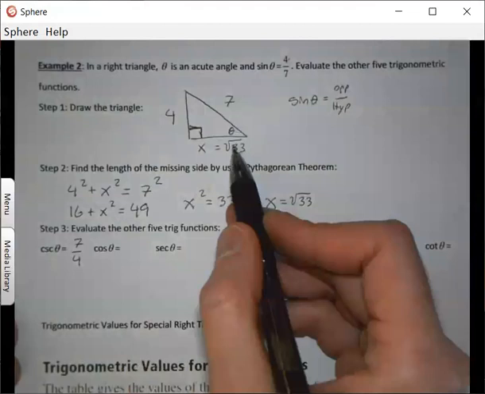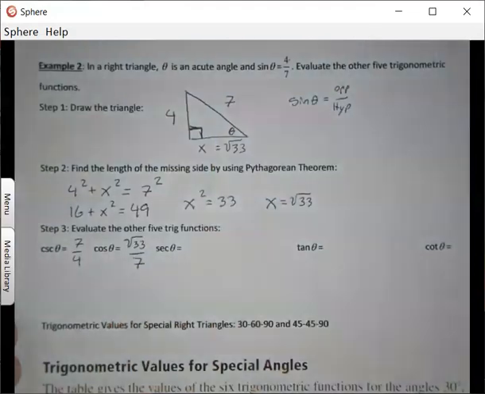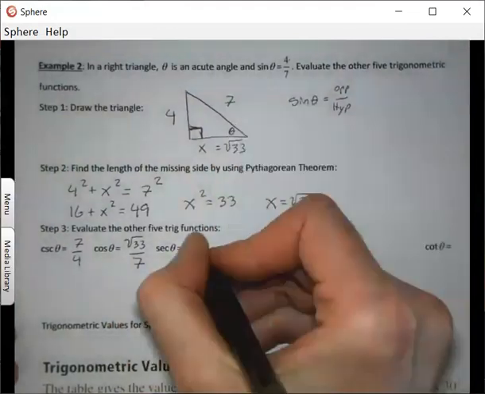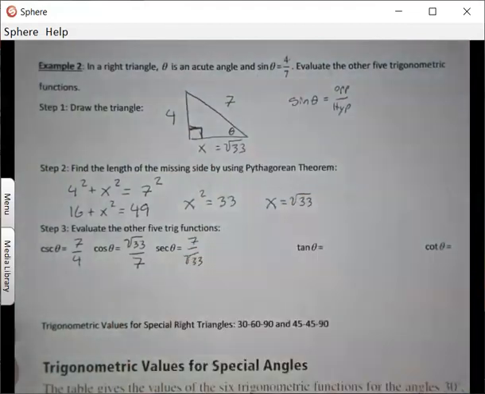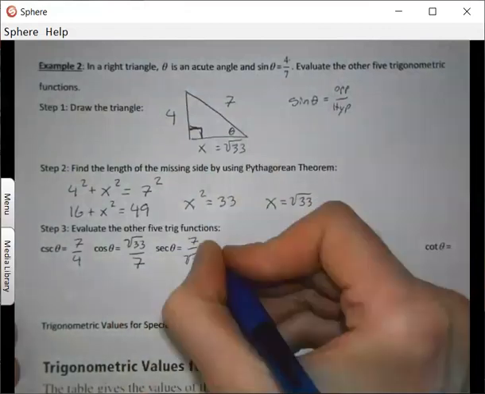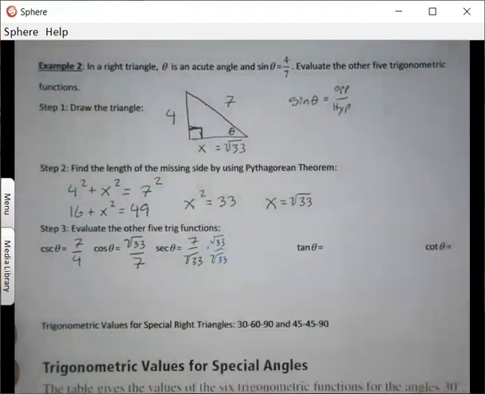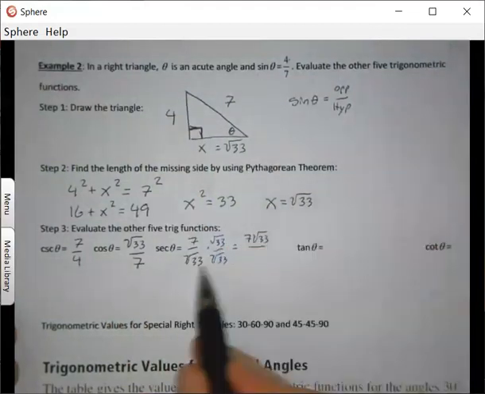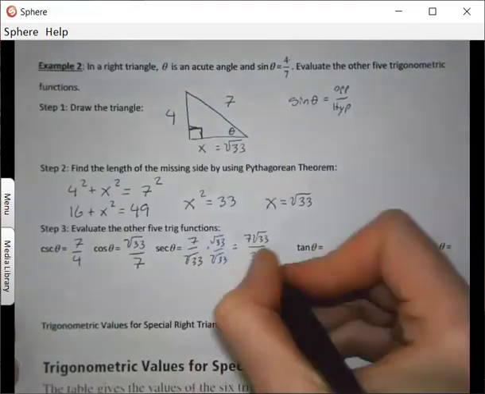So adjacent over hypotenuse. Secant, hypotenuse over adjacent. So it's going to be 7/√33. Now we do need to simplify this. So we're going to rationalize the denominator. So multiply top and bottom by √33. And we should get 7√33 over square root of 33 times 33 is 33. Good.